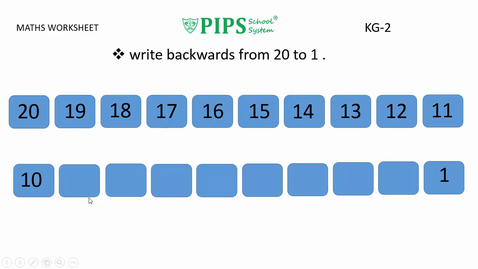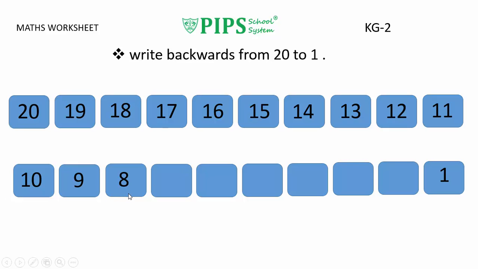KG2 class, can you tell me the number which comes before 10? 9 comes before 10. So we will write the number 9 in the empty box like this. Which number comes before 9? Start backward counting from 10. 10, 9, 8. 8 comes before 9. So we will write the number 8 in the empty box like this.